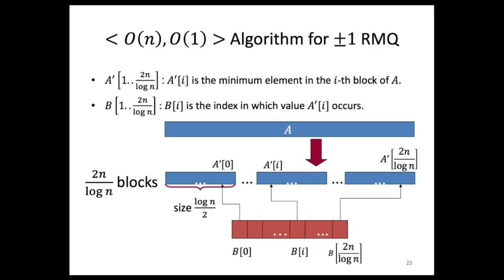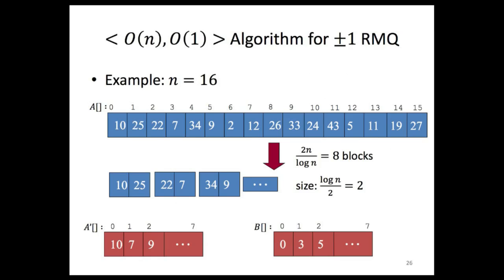So taking a concrete example will help. Let's say you have this array of length 16, and my original assertion was, let's divide it into many blocks, each of size log n by 2. So each block is of size 2. So there are a total of 8 blocks. And in each block, we do the range minimum query. So we find the minimum element of each of these blocks, and we store it away in A prime. And in B, we store the location of the value in A prime. So it has an index into where the minimum came out of.